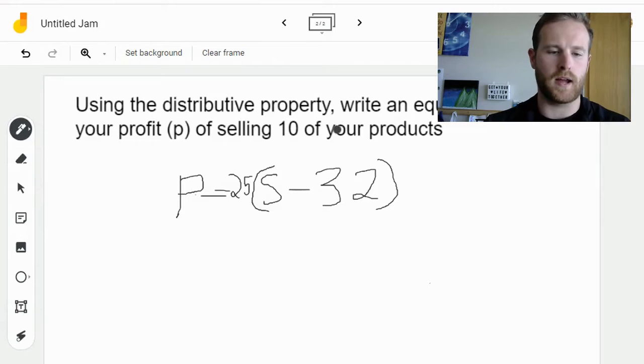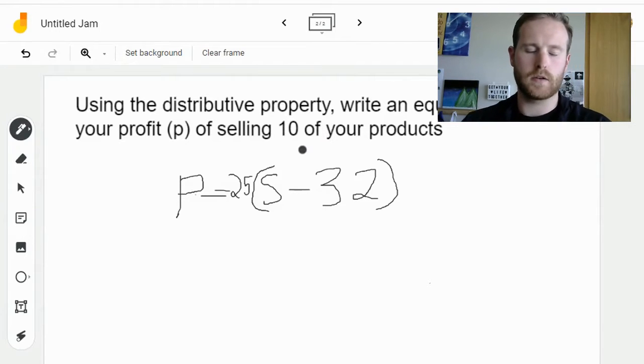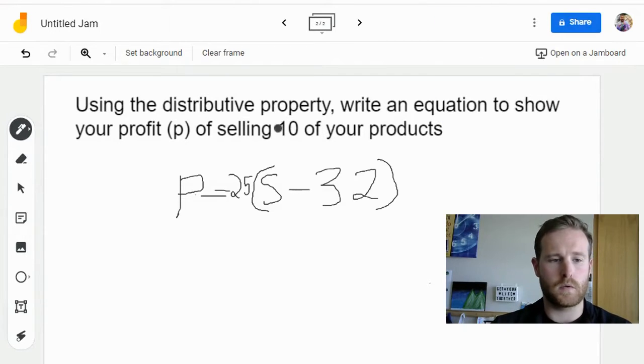Alright, to get started, you want to head to slide 7 on your slideshow. This slide will show you about the distributive property. I'm selling 25. The slideshow has 10 on there. You can change it to whatever number of products you're selling, so I have 25.